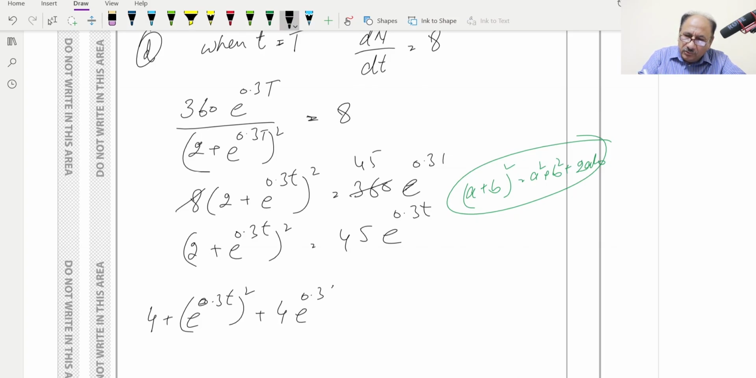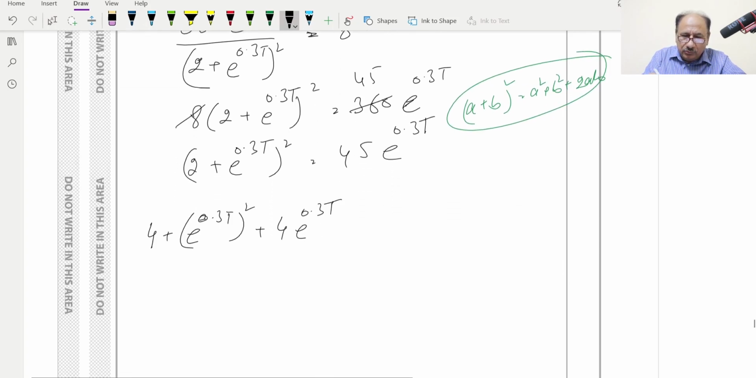I will have to change all the small t's to capital T's. This is capital T, and this one also capital T, and this one capital T. Hopefully I have changed all. This one also will be capital T, and this will be equal to 4e raised to 0.3T is equal to 45e raised to 0.3, this one capital T.